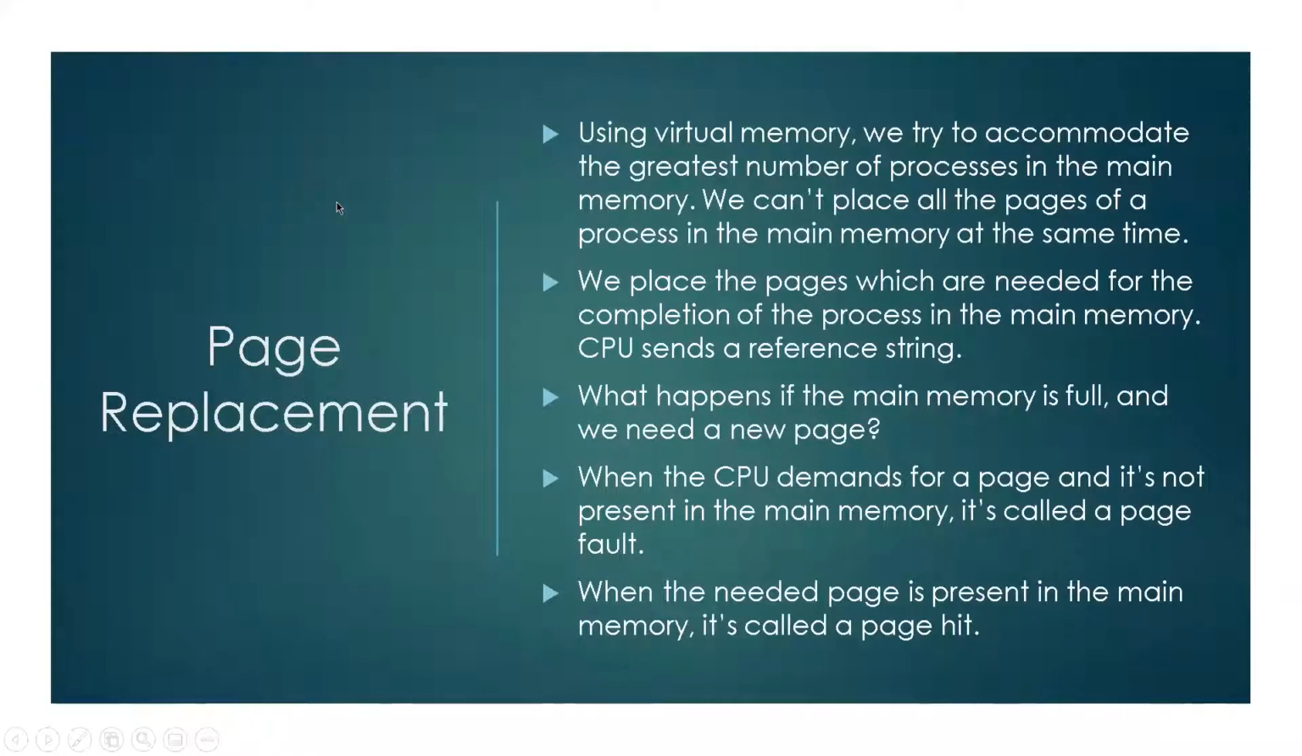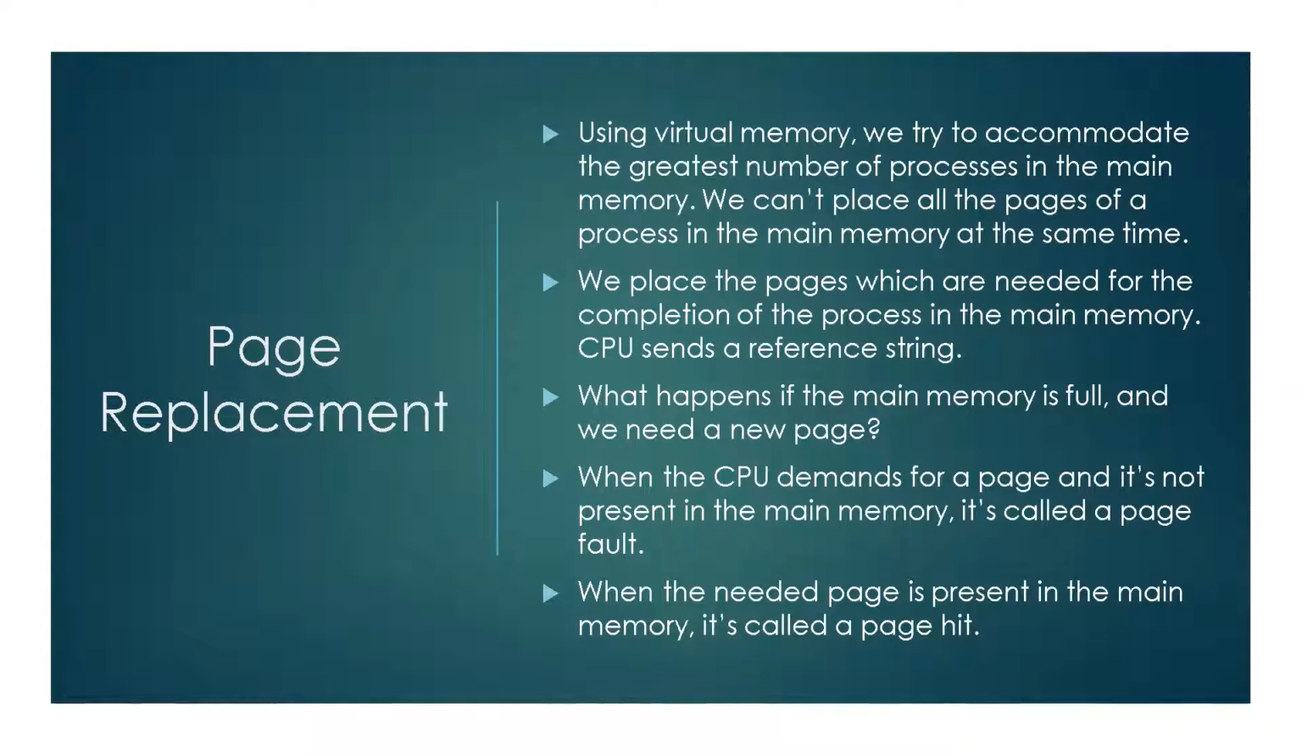Now let us see why we need page replacement. Using virtual memory, we try to accommodate the greatest number of processes in the main memory. We can't place all the pages of a process in the main memory at the same time. We place the pages which are needed for the completion of the process in the main memory. To tell us about the demand of the pages which are needed, the CPU sends a reference string which contains memory spaces. What happens if the main memory is full and we need a new page? That's where page replacement comes into picture.